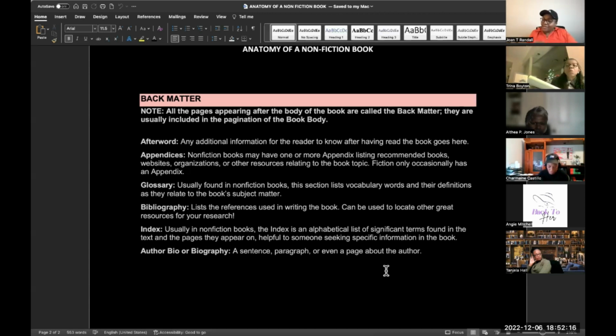But this is great to be in the back, your bio, right? So in a lot of books, the only thing in the back matter is the bio of the author, right? And that's fine as well. A sentence, a paragraph, or a page about the author.